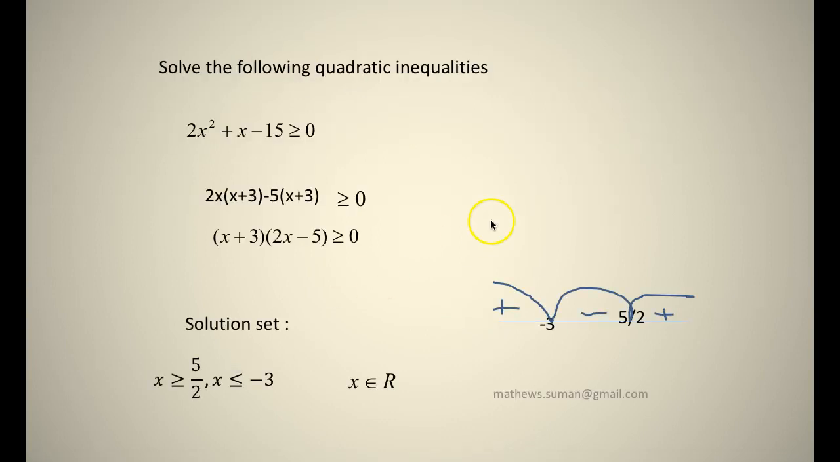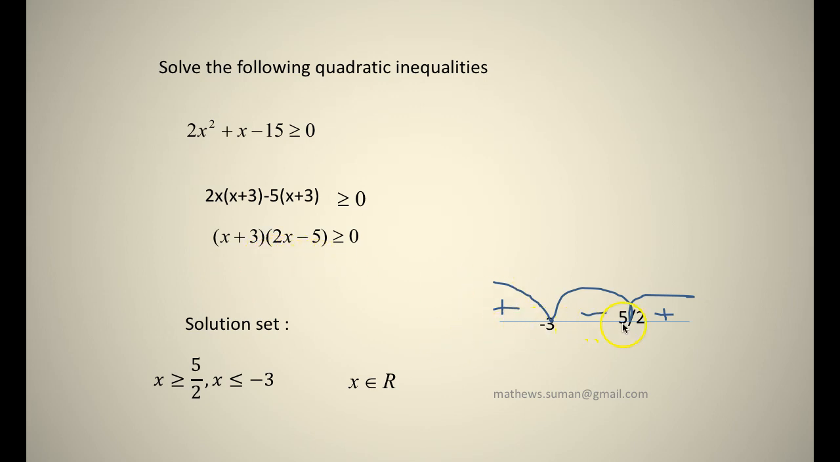Starting with a basic problem, solve the following quadratic inequality: 2x squared plus x minus 15 greater than or equal to 0. We factorize this as (x plus 3)(2x minus 5) greater than or equal to 0. So the roots would be minus 3 and 5 by 2.